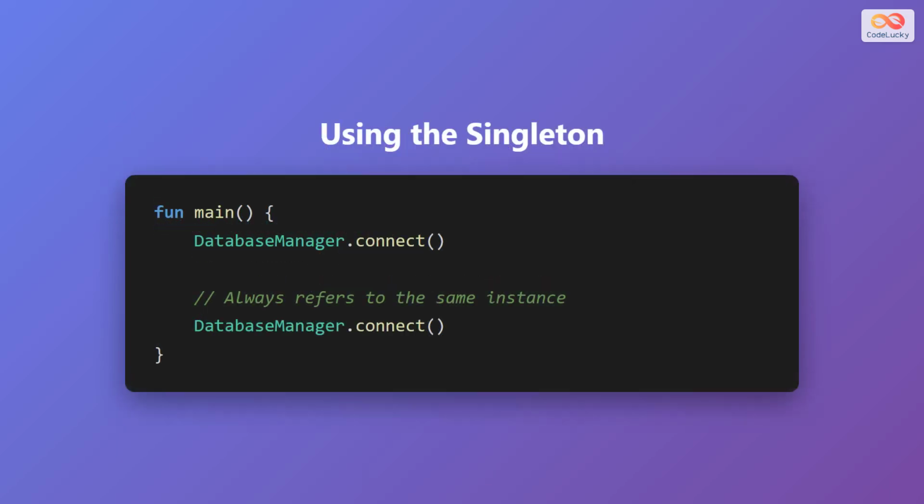To use your singleton object, you simply reference it by name followed by a dot and the function or property you want to access. Notice how we call DatabaseManager.connect multiple times. Each call refers to the exact same instance, maintaining shared state across your entire application.